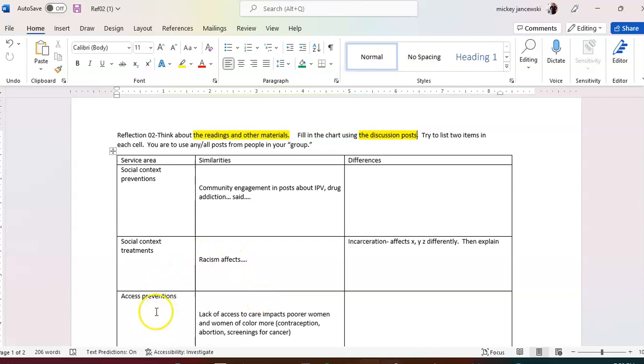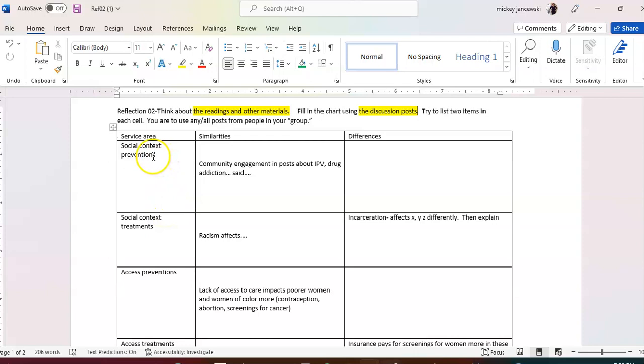social determinants of health. So in order to help you with this, I've started to fill in the chart with some ideas that you might find in your discussion boards. All of your answers will be different because each of your discussion boards has different comments in it. So for social context, we looked at 2 social determinants of health in this unit. We looked at social context in lessons 1 and 2, and we looked at access to quality health care in lessons 3 and 4. So let's look at social context first.